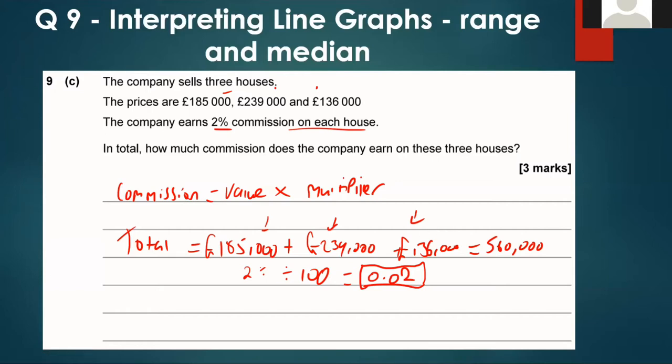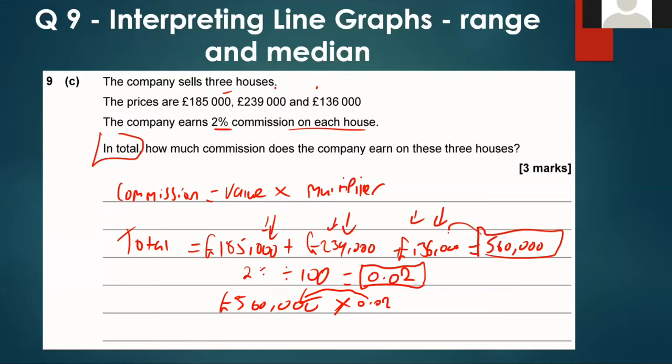So then, like I said, the commission is the value times the multiplier. So I don't need to add on 2% to this house, 2% to this house, 2% to this house, and add it all together. I can just do my total houses, which is 560,000, and then times it by 0.02. And the reason I can do that is because I've worked out the total of the houses, and times it by 0.02 puts 2% onto each house, because that's what you would have done anyway, in total. If you were working out how much 2% is on each house, you'd have to do that. But because you're working out 2% on the houses in total, you have to do it to the total number of houses.